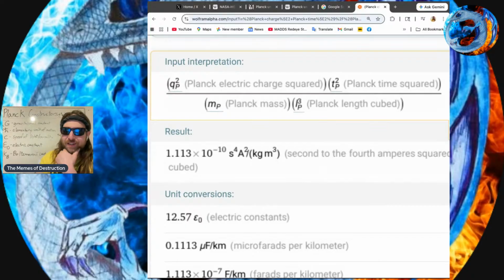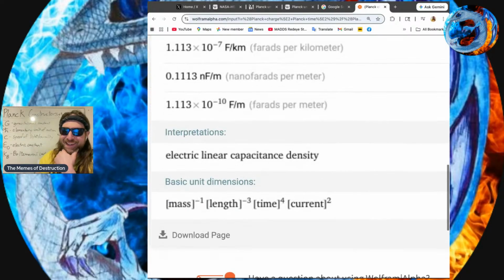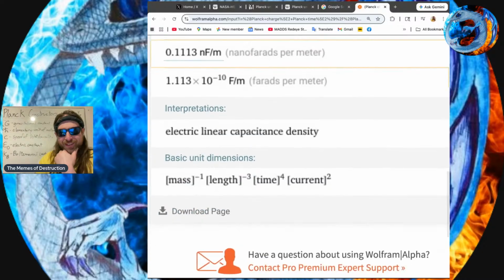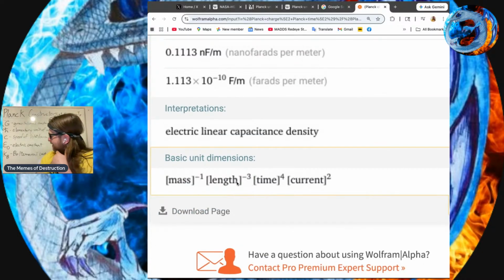Oh no, I did something wrong. What is this? Linear capacitance density, Planck charge, Planck time. Well, there's a 4 pi difference here. Why is there the 4 pi difference? I get the unit: mass, length, time.